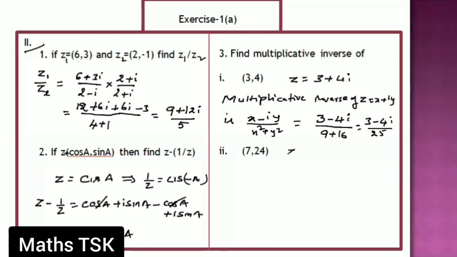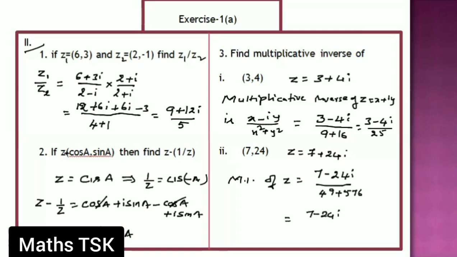So what is the multiplicative inverse of this? I consider this as z. z is equal to 7 plus 24i. So the multiplicative inverse of z is 7 minus 24i. x minus iy by x square plus y square is 49 plus 576. This becomes 7 minus 24i by 625.